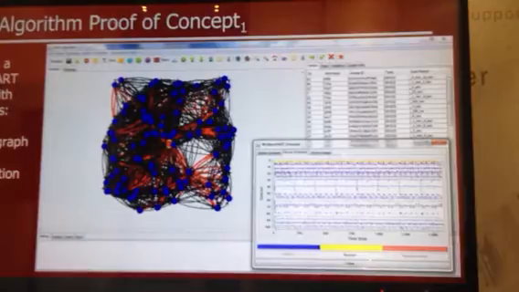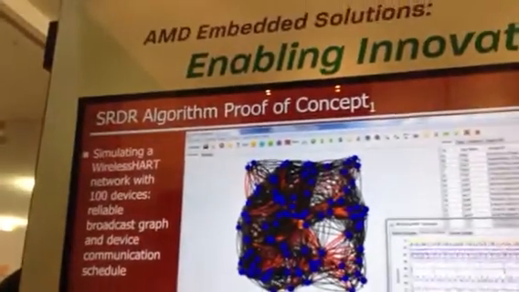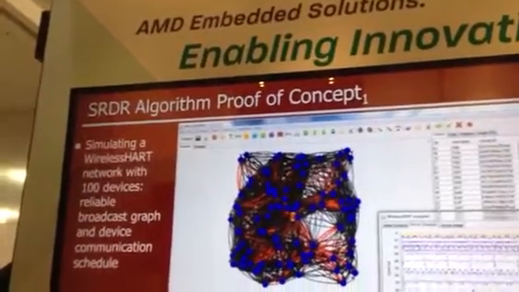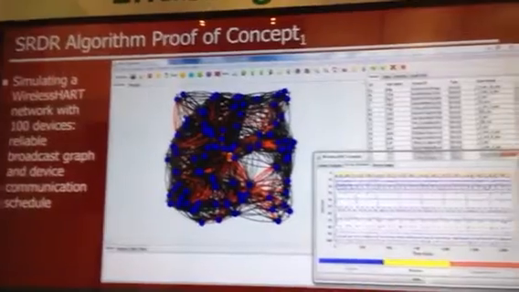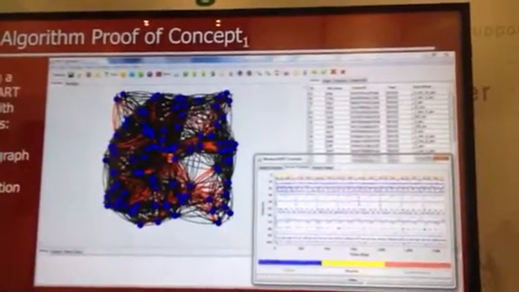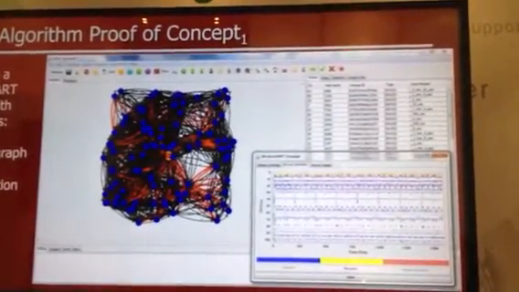So they were working on a proof of concept, and the team internally on their path was working on this in Java, because that's what they knew. And they were able to build kind of a network graph that would simulate this 100-device node. It was running very, very slow, but they validated that the algorithm was working. So that was the first step.